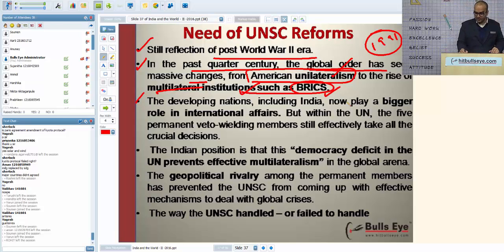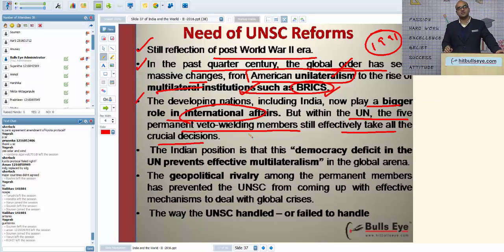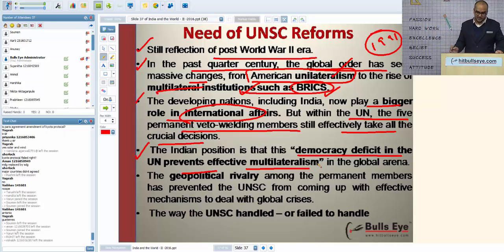Then the developing nations, including India, now play a bigger role in international affairs, but within the UN, the five permanent veto-wielding members still effectively take all the crucial decisions. So that is why there is a need for UNSC reforms, and people are quite dissatisfied with the way the UN is functioning. The Indian position is that the democracy deficit in the UN prevents effective multilateralism in the global arena. Power is no longer concentrated in one country, that is USA, but the only voice that is heard is that of these P5 nations and not other countries like India and Brazil.